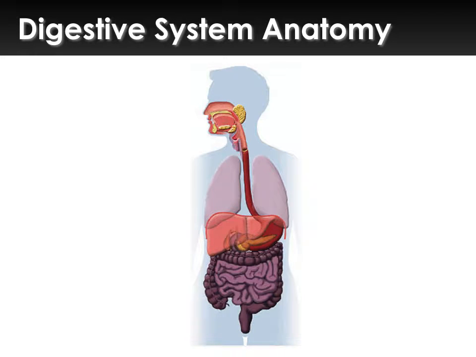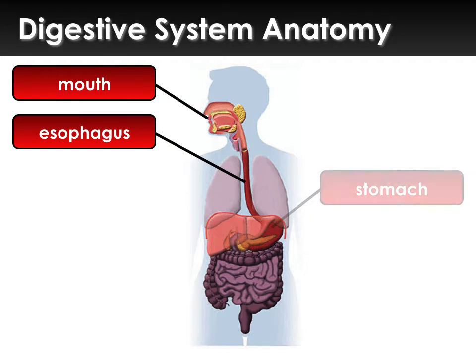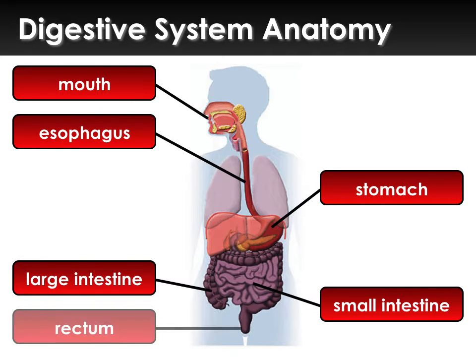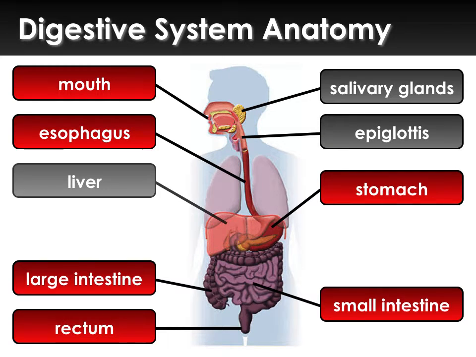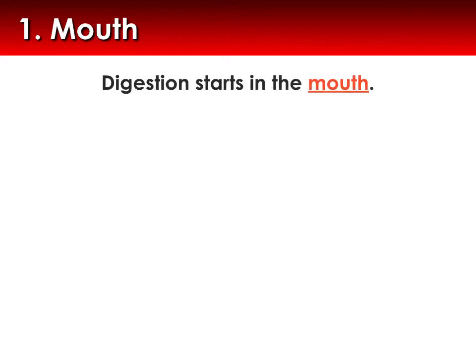The digestive system includes many different organs: the mouth, esophagus, stomach, small intestine, large intestine, and the rectum. And it also includes organs that are considered accessory organs, like the salivary gland, epiglottis, liver, gallbladder, and pancreas.